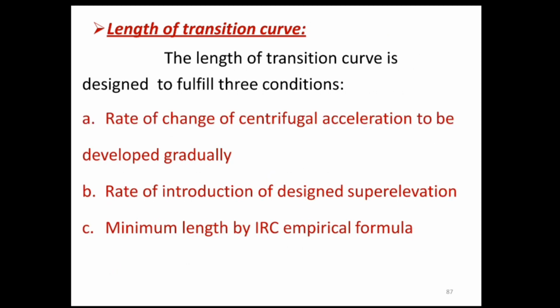Now, the length of the transition curve. The length of the transition curve is designed to fulfill three conditions. First, A, rate of change of the centrifugal acceleration to be developed gradually. B, rate of introduction of the designed super elevation to be at a reasonable rate. And C, minimum length by the Indian Roads Congress empirical formula.